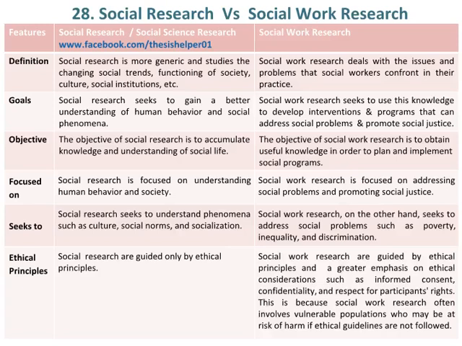Whereas, social work research seeks to use this knowledge to develop interventions and programs that can address social problems and promote social justice. The objective of social research is to accumulate knowledge and understanding of social life. Whereas, the objective of social work research is to obtain useful knowledge in order to plan and implement social programs. Social research is focused on understanding human behavior and society, whereas social work research is focused on addressing social problems and promoting social justice.